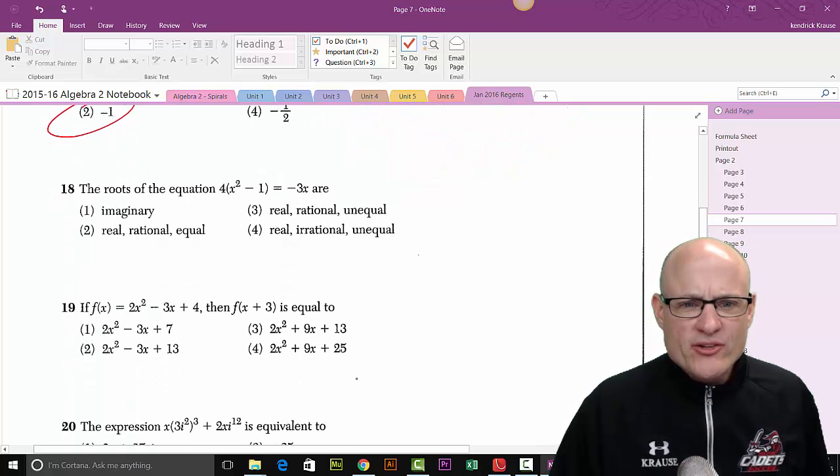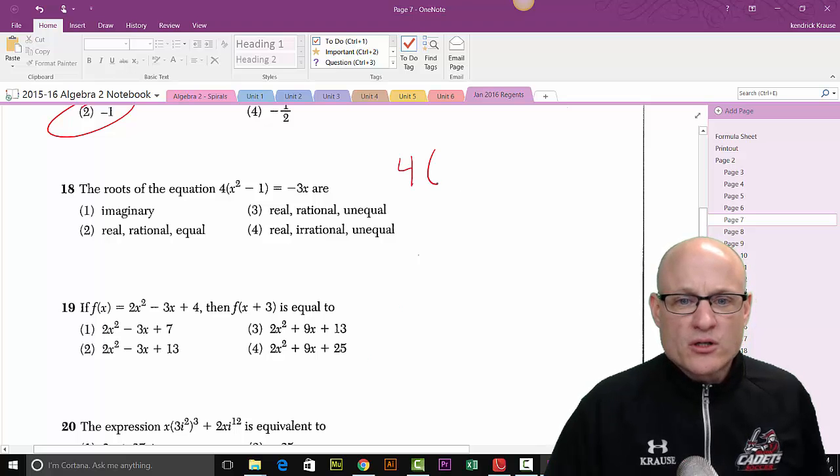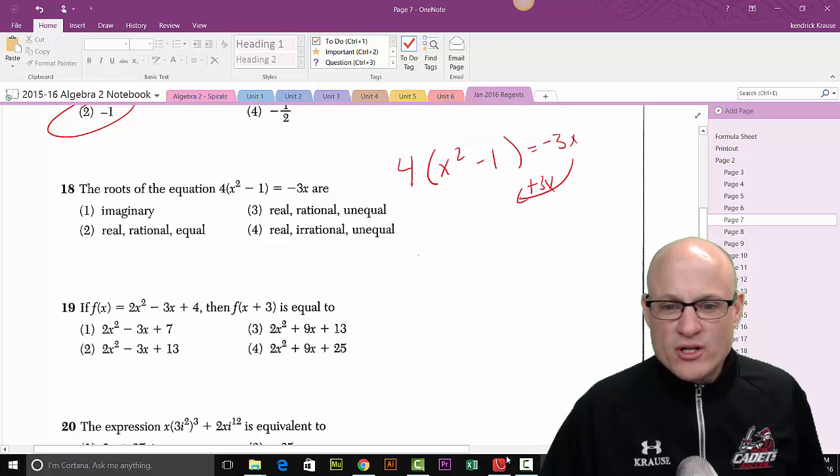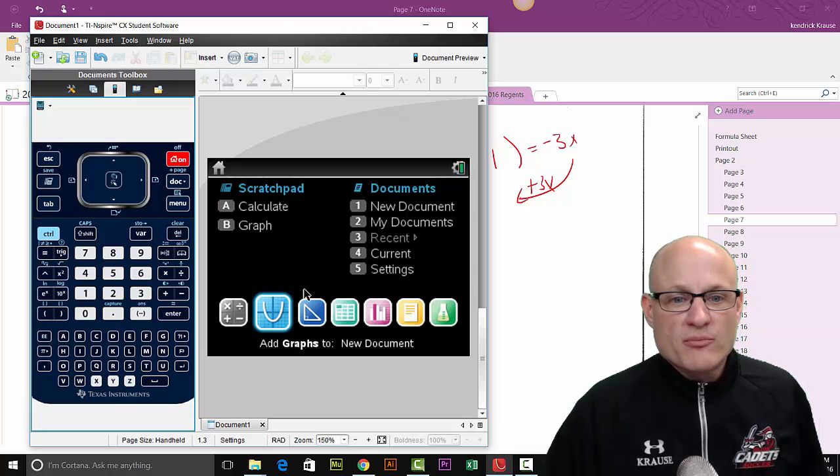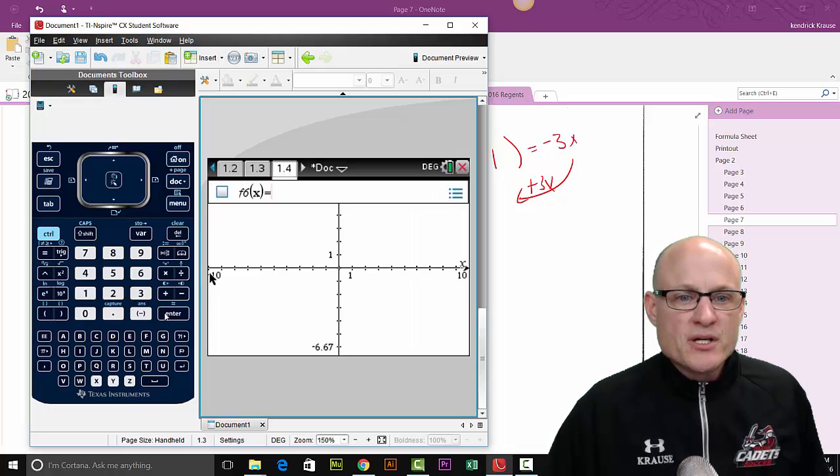Here's an example: we could just graph 4x squared minus 1 equals negative 3x. We bring this over, making it positive 3x. Let's see what that looks like. I don't even know, because I didn't have a calculator around when I was making up this answer key. So we'll go into graph mode.